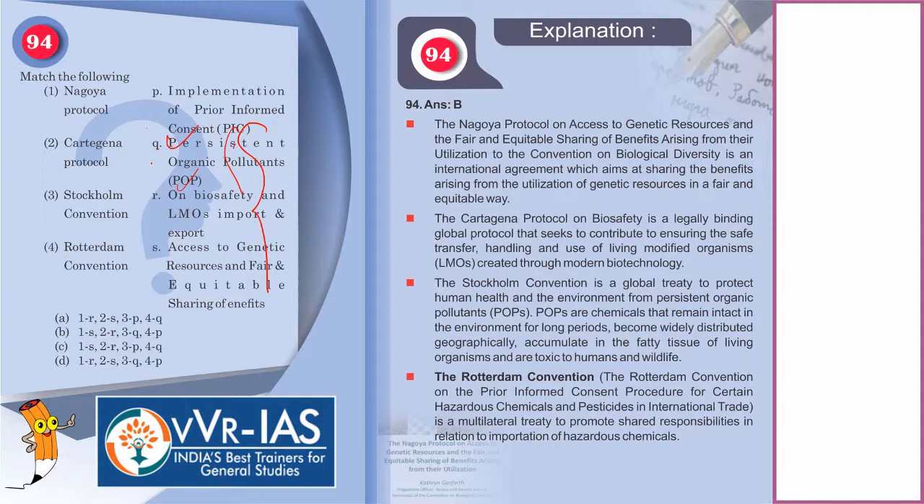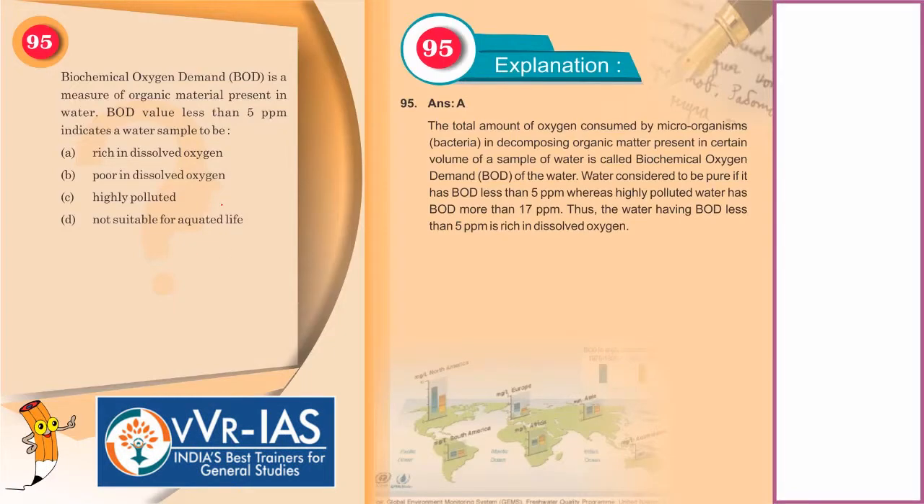Nagoya is for access to genetic resources and the fair and equitable sharing of benefits. The Cartagena Protocol is basically for biosafety and LMOs, import and export. The Stockholm Convention is for persistent organic pollutants, and the Rotterdam Convention is for implementation of prior informed consent. So just go through these conventions and protocols on your own.